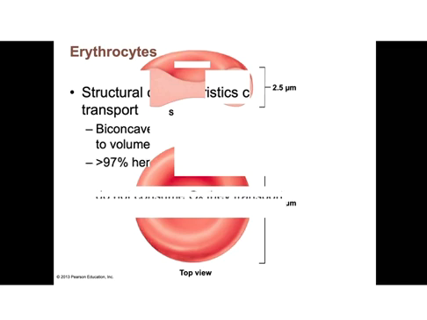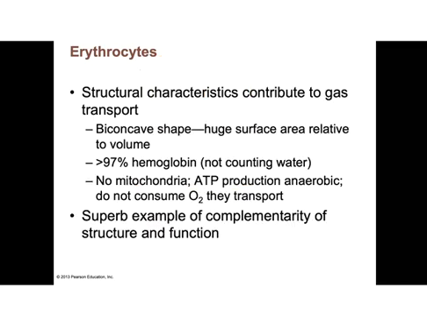The biconcave shape, we talked about the fact that that's to increase the surface area. 97% of the RBC is hemoglobin. There are no mitochondria, and ATP production is anaerobic, meaning not oxygen consuming, so it's low, okay? And that allows the oxygen they transport to get to where it's going, right? And that's also the reason why they can't repair any damage. They don't have any architecture to do that, right? They're just sacks, and they move, and eventually the sacks get worn out, and then they have to be broken down and replaced, okay?